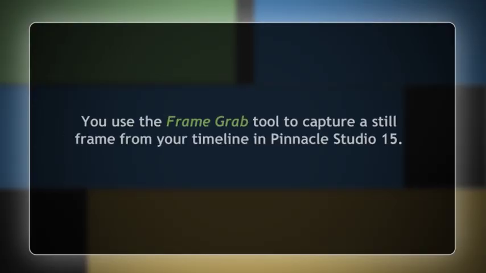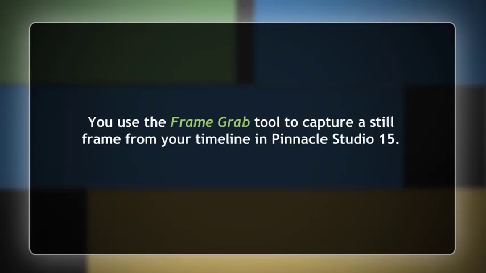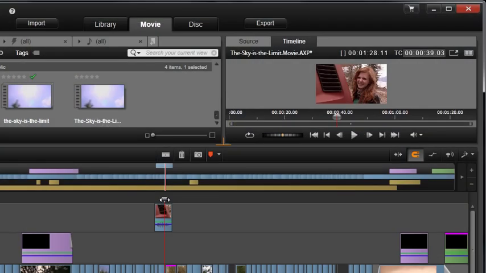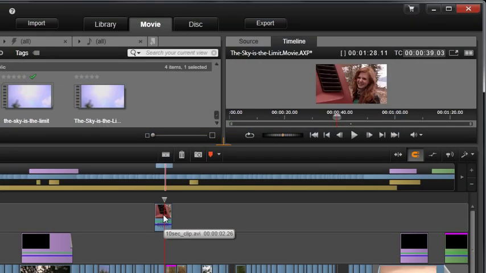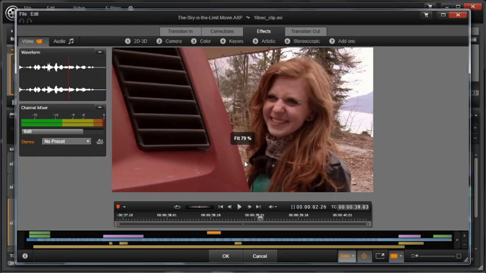In Pinnacle Studio, you captured a still frame from your timeline using the Frame Grab tool. In Studio, you take a snapshot using the Camera tool on the toolbar. In Pinnacle Studio, you access Picture-in-Picture and Chroma Key effects from the toolbox. Now, all the effects you need are in the Effects Editor. Simply double-click on a clip in the timeline to access these powerful tools.